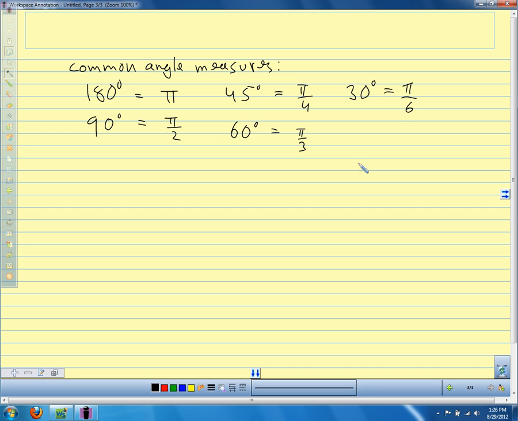So before we go on, any questions about radians? Yeah, I'm not quite sure how you did the pi over 4 or whatever, all the different ones.